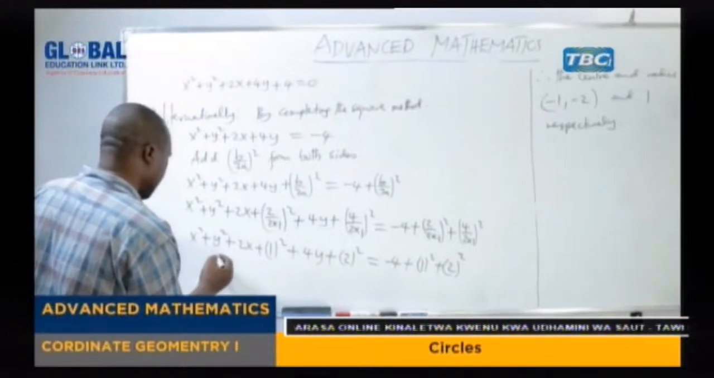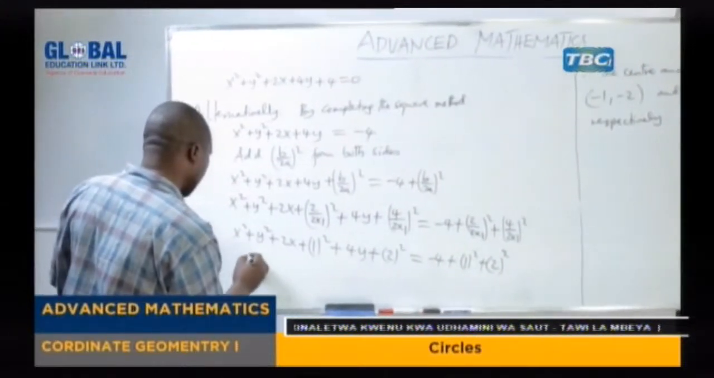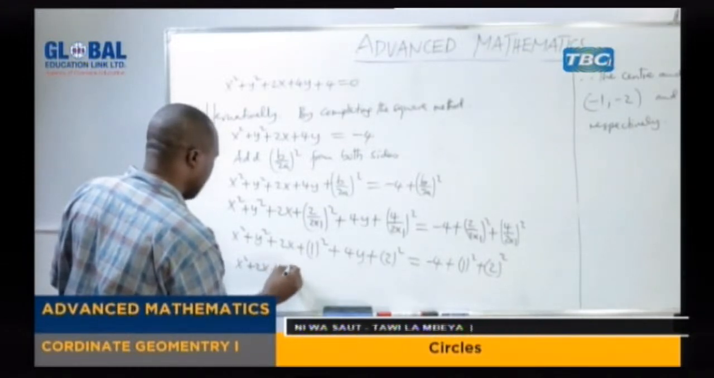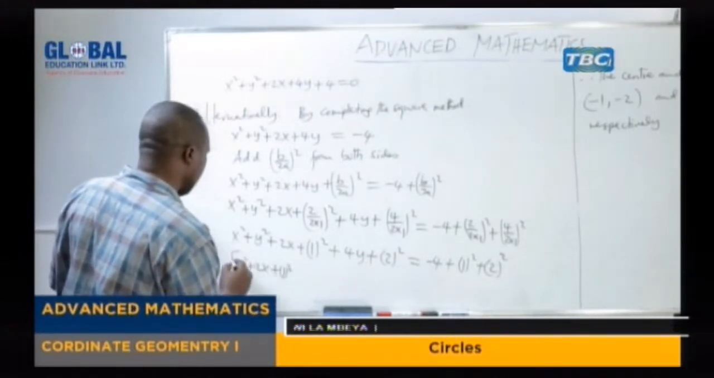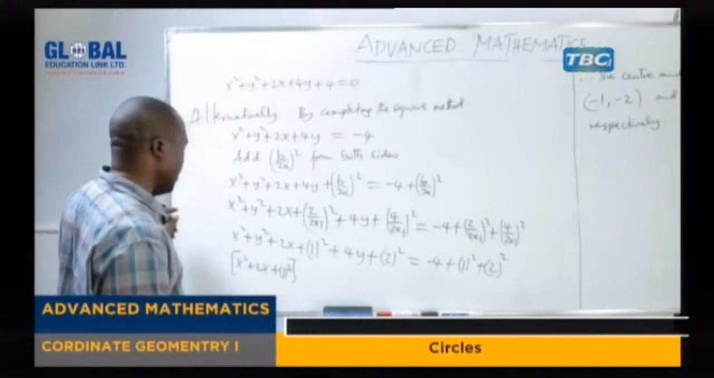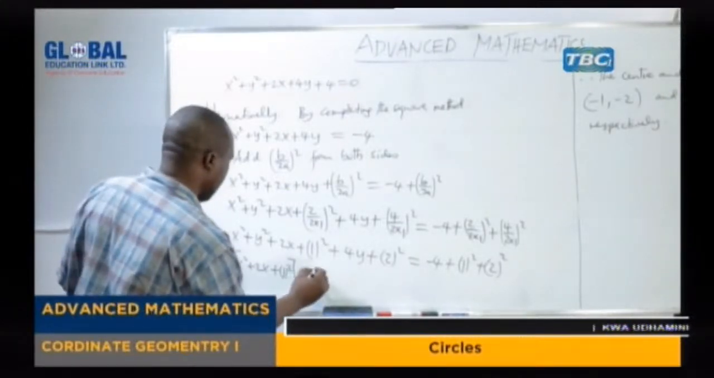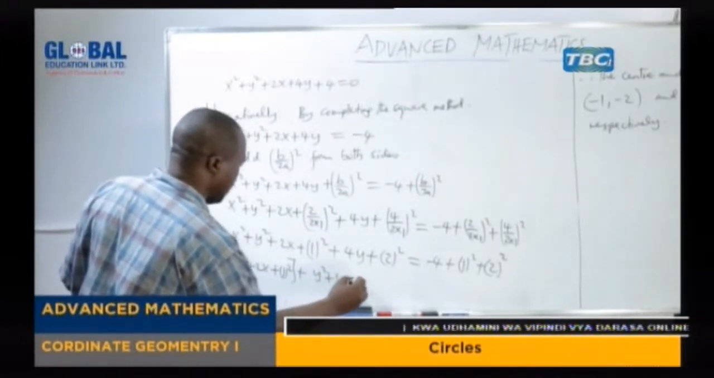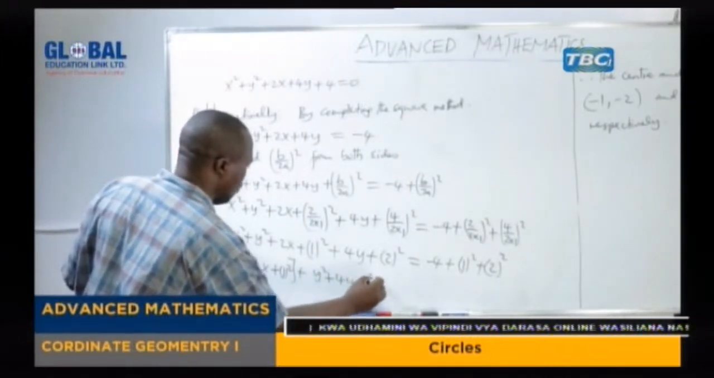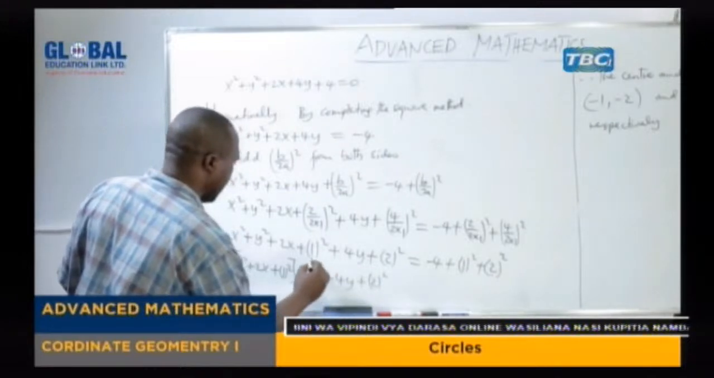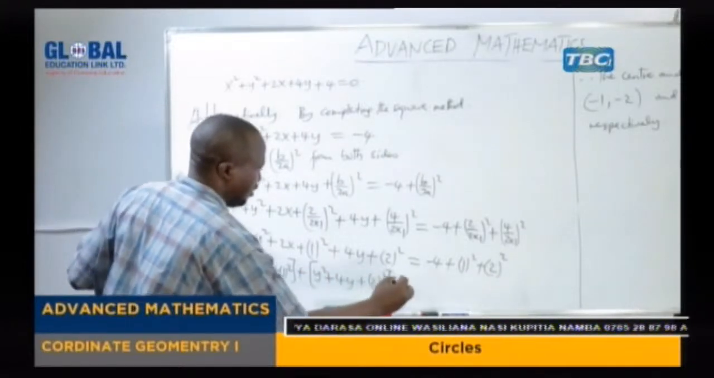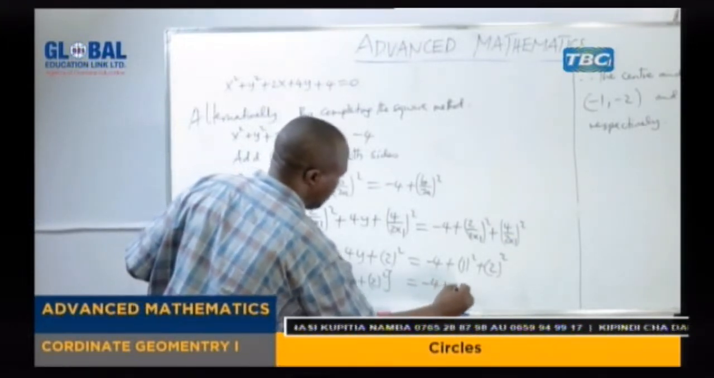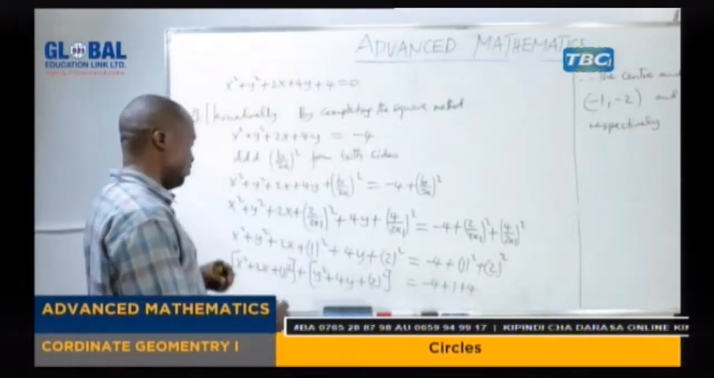So like terms will be x squared plus 2x then plus 1 squared. So we put it together. Then followed by we have y squared plus 4y plus 2 squared. They are going to stay together. This is equal to negative 4 plus 1 plus 4.